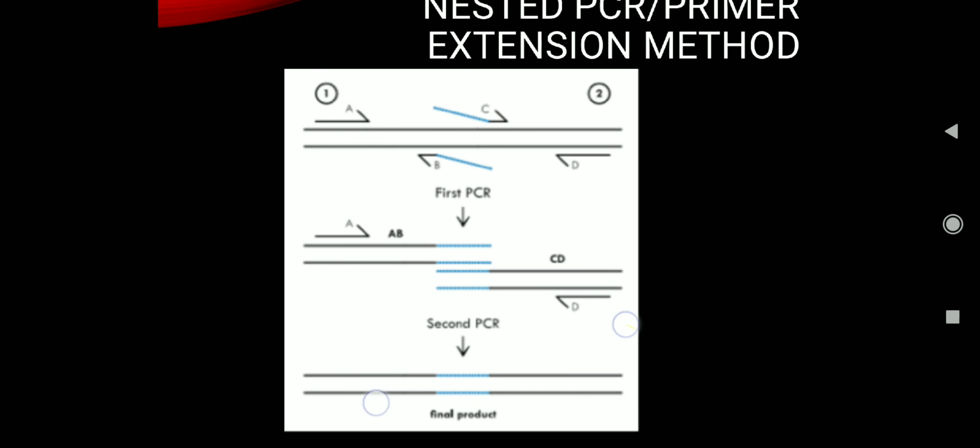That is about nested PCR or primer extension method. The only disadvantage of this method is that 2 rounds of PCR should be carried out. Since we are carrying out 2 rounds of PCR, it is possible that secondary mutations might occur. That is the only disadvantage of nested PCR or primer extension based PCR.